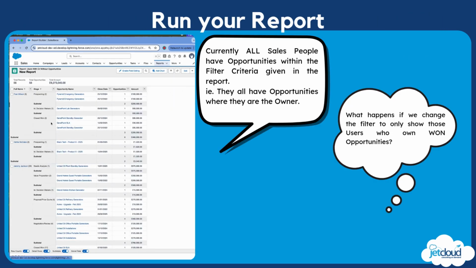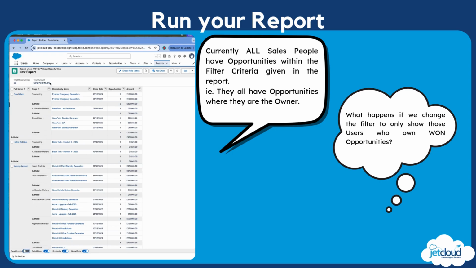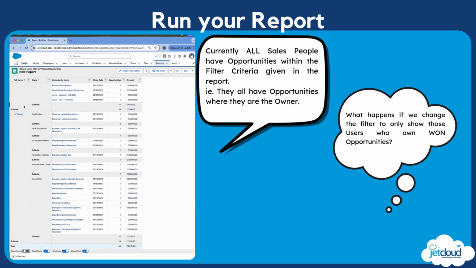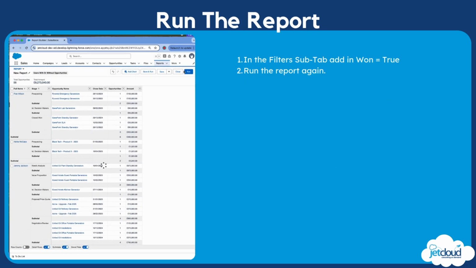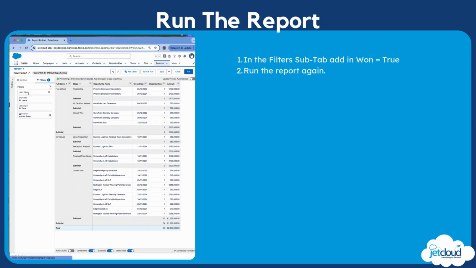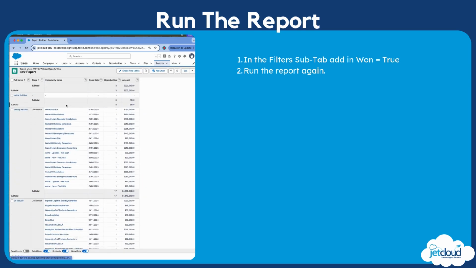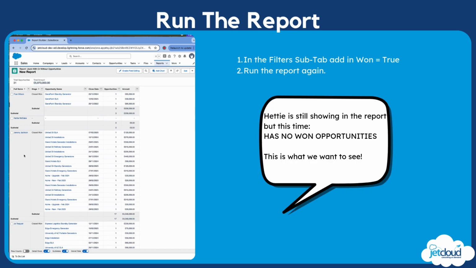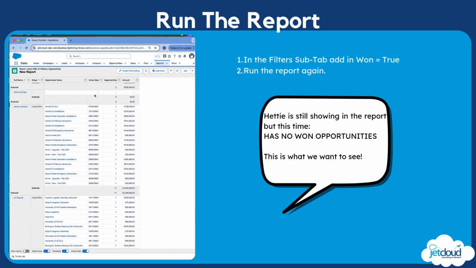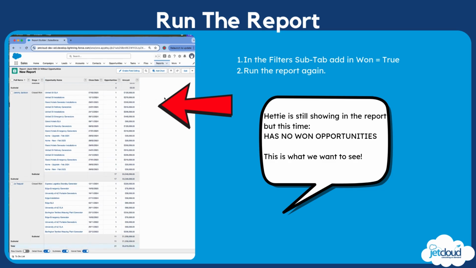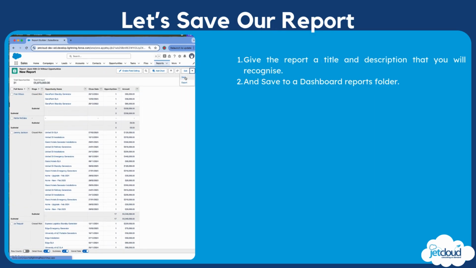Run the report, and you can now see, if I take off the row counts, we have 56 opportunities that amount to this, and it's showing me all of the opportunity owners. So if I change this report to show me only won opportunities, for example, and run that again, we will see that we have got all 4 of our salespeople listed, even though Hetty doesn't have any won opportunities. So let's go ahead and save that report.